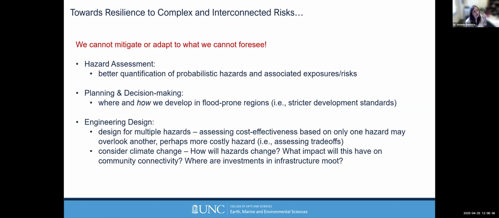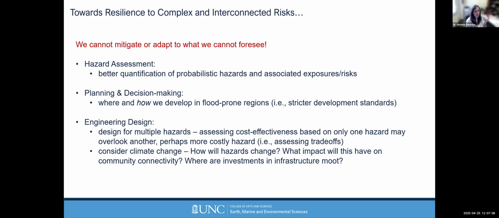So specifically, I would think about things like stricter development standards. I'm not suggesting that we don't develop in flood-prone regions, but we do need to think about what it is that we're placing there and how it's built. And then finally, when it comes to engineering design, obviously we should be thinking about multiple hazards. I think we often design things to mitigate a single hazard. And if we start to think about assessing cost effectiveness of a mitigation strategy to multiple hazards, we might find that some of the things we're investing in aren't necessarily the right things to be investing in right now.